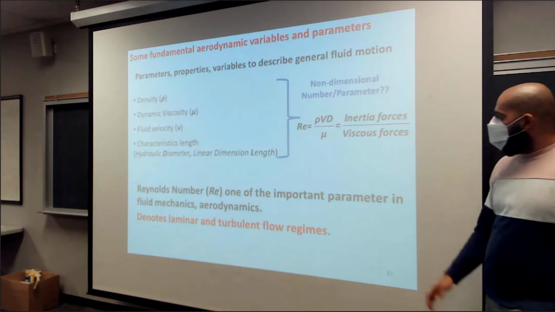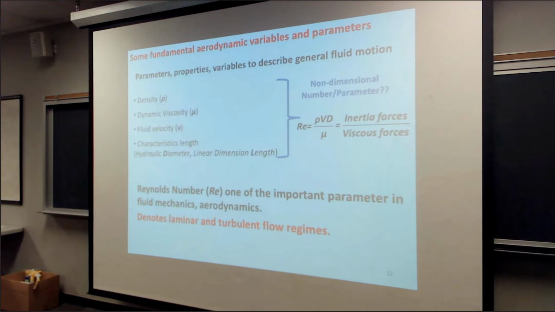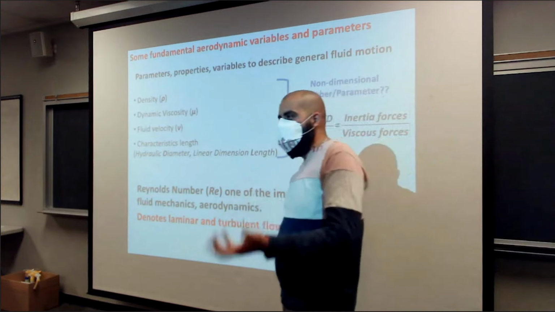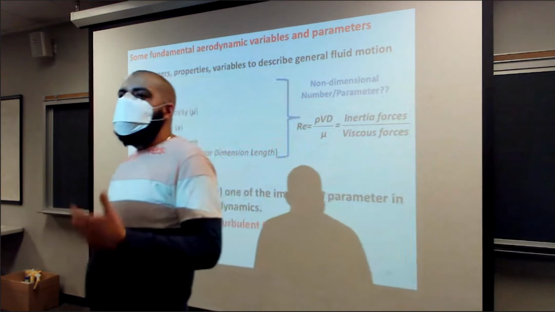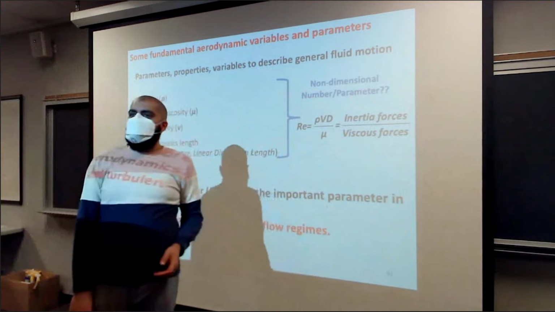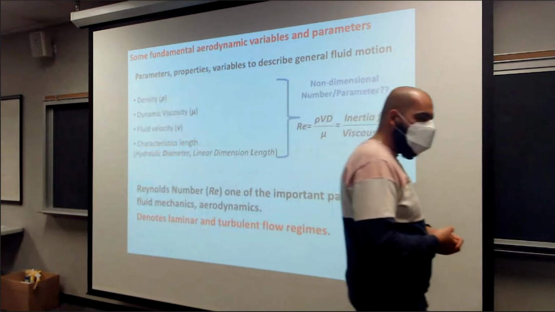And something that I forgot to mention is that Reynolds number is essentially the ratio between the inertial forces versus the viscous forces. Lower Reynolds number tells you that the viscous forces are going to be the dominant, which means that you're going to have laminar flow.